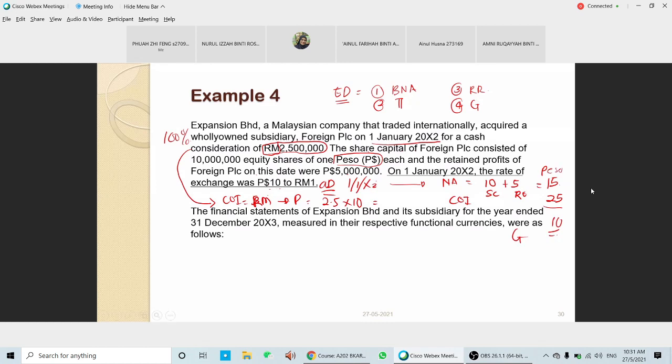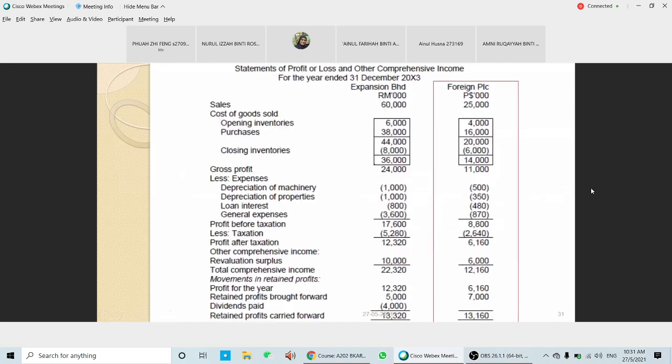So remember that the goodwill sale is 10. We're going to use this information later. Okay, the financial statements of Expansion Berhad and its subsidiary for the year ended 31st December are measured in their respective functional currency. So this is the financial statement that we have on 31st December X3.